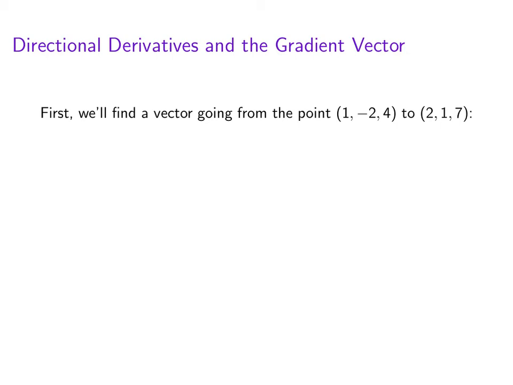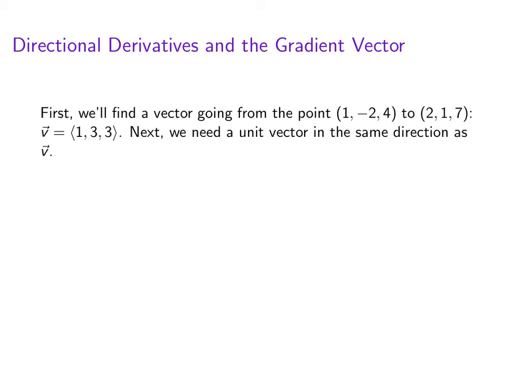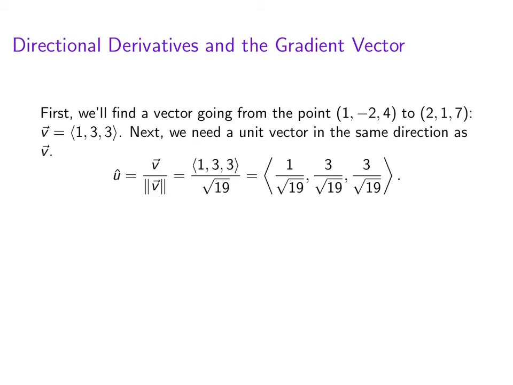Let's first compute a vector that goes from the point (1, -2, 4) towards the point (2, 1, 7). We just subtract those points and we get the vector v = (1, 3, 3). That's the direction in which we're computing things. Now we need a unit vector in the same direction as v. The length of v is the square root of 19, and so here is our vector that points in the same direction as v, and this vector is a unit vector.